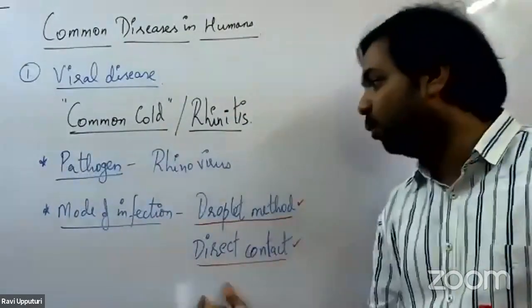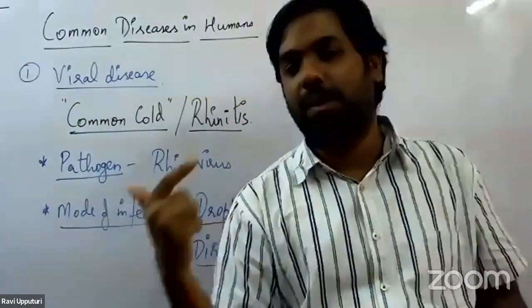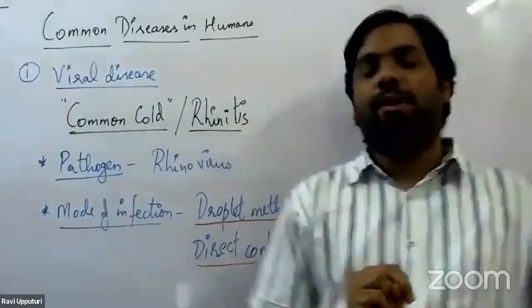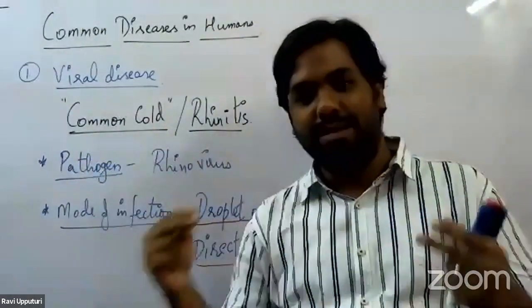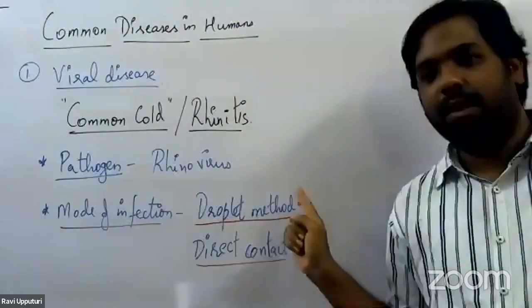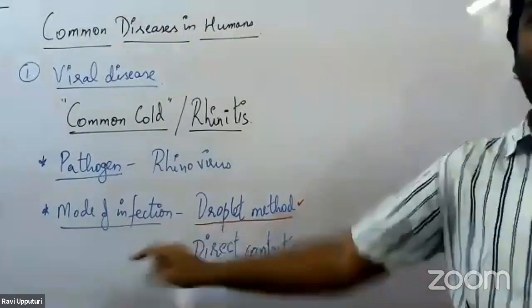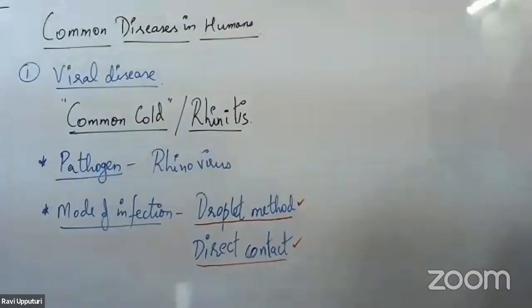So that is another way how even this common cold is being transmitted from person to person. So two ways how the common cold or this rhinovirus is transmitted from person to person. Number one, droplet method, right? And number two, the direct contact, right? So this is what we have with the mode of infection of this organism, right?